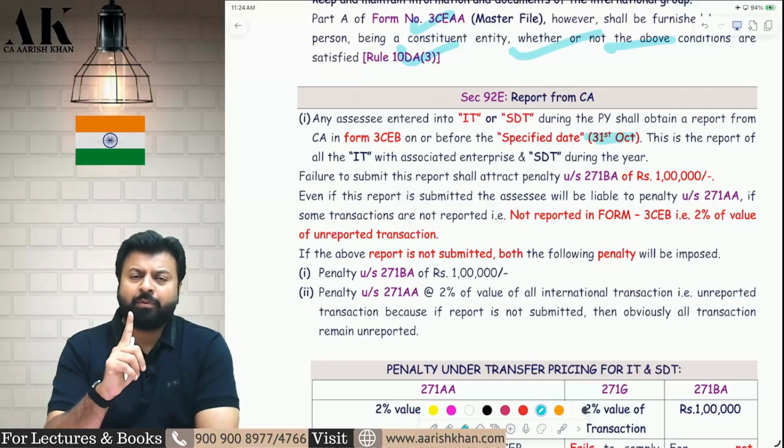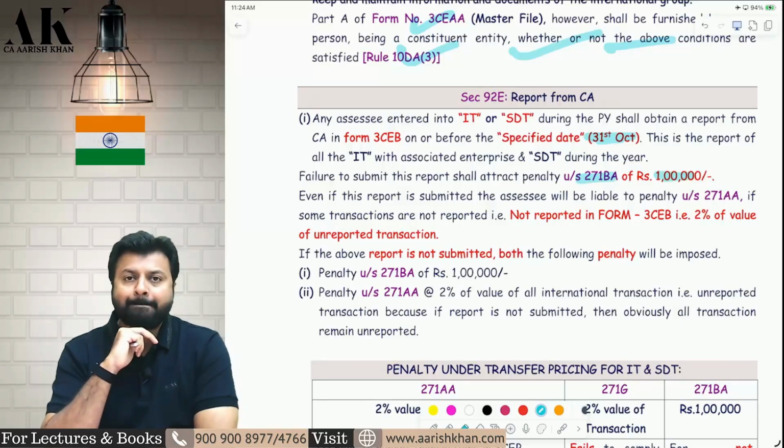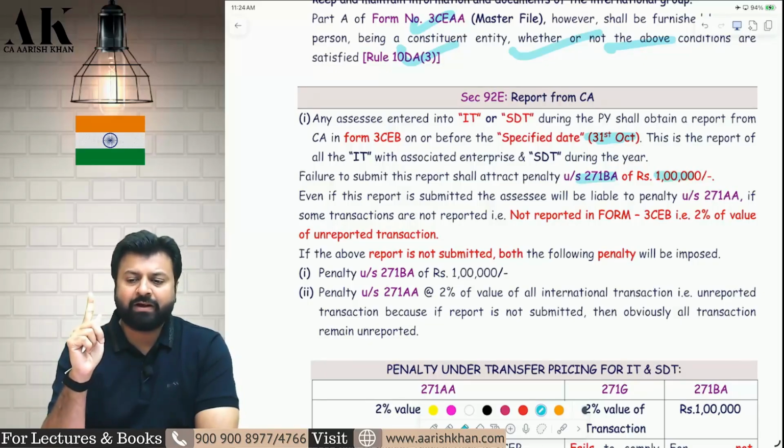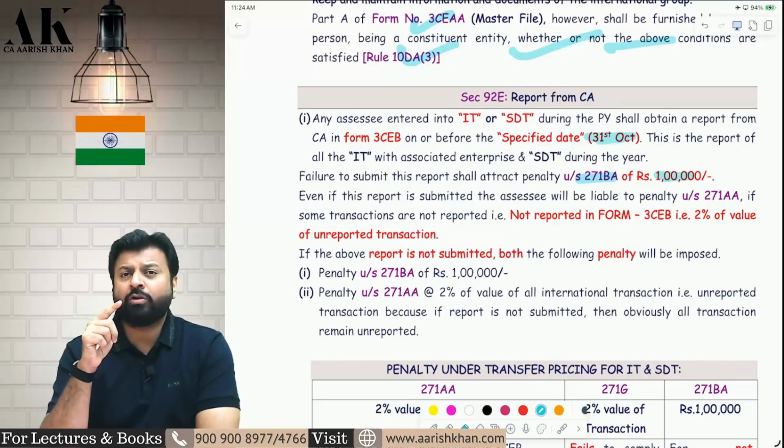And if you fail to file this report, Form 3CEB, then there is a penalty of 1 lakh rupees under 271BA. If you don't file this report, there is a penalty of 1 lakh rupees under 271BA. This is the first penalty. Now, multiple penalties will come one by one. Second penalty: you have filed the report, but you failed to report the transaction.